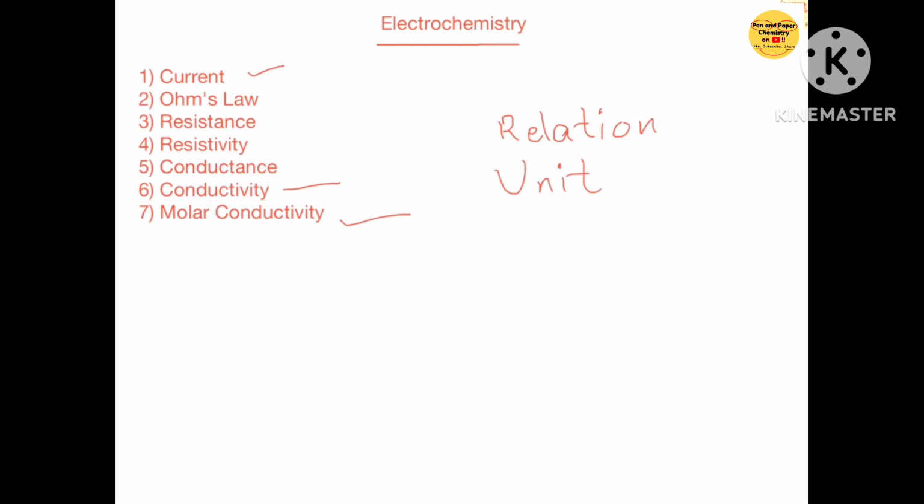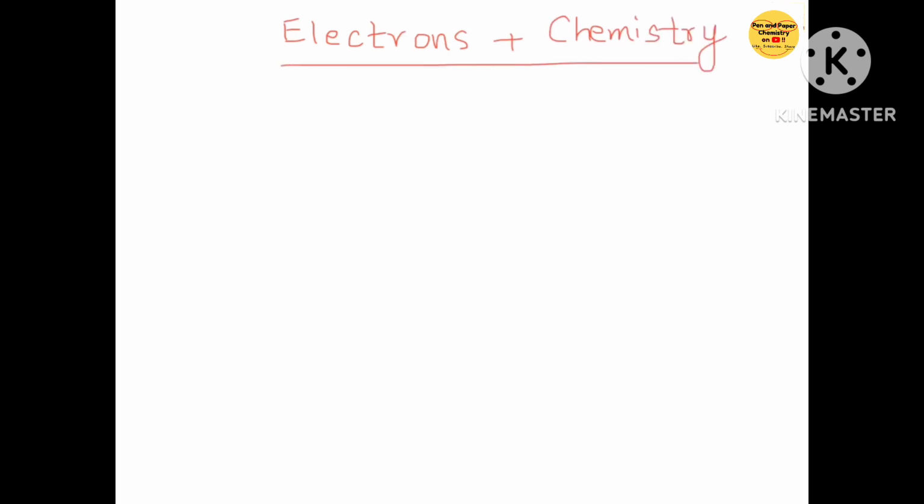So I hope you've got your pen and notebook ready to take down the notes for offline reference. So let's get going with the first definition. Electrochemistry is actually a fusion of electronics or electrons and chemistry. So this is a topic where we are going to use our concepts learnt in physics vis-a-vis chemical terms.